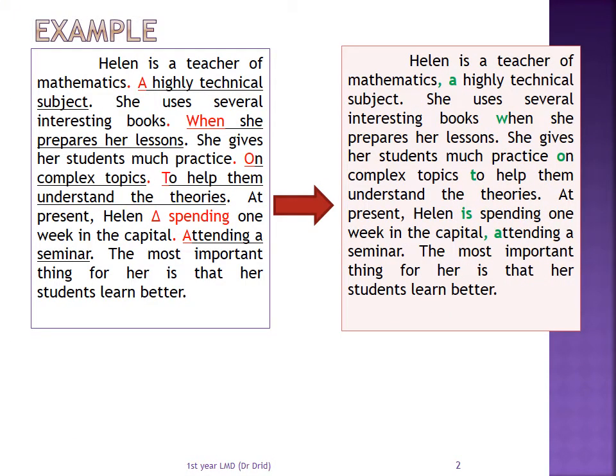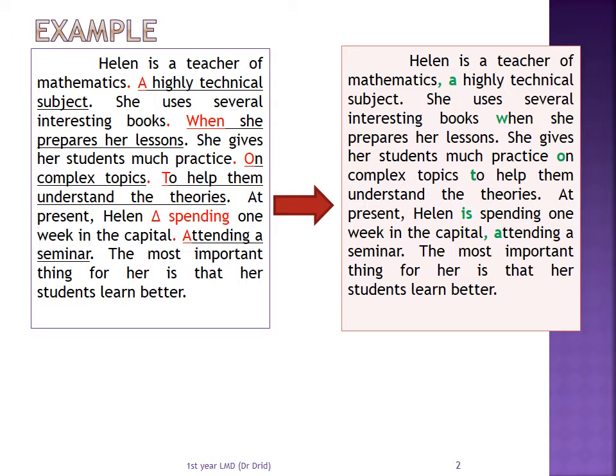We'll learn in this lesson how to find the fragments in our writing, to identify them, and how to correct them. So let's see fragments in reality, in real text. This is a paragraph. Let's read it.